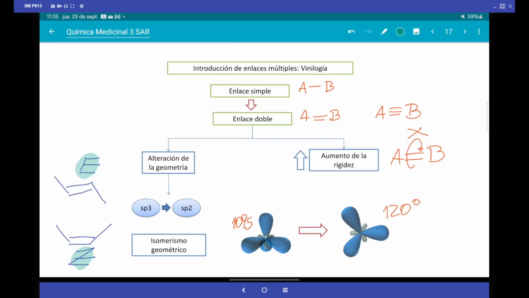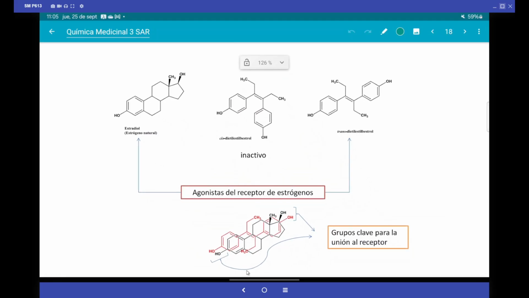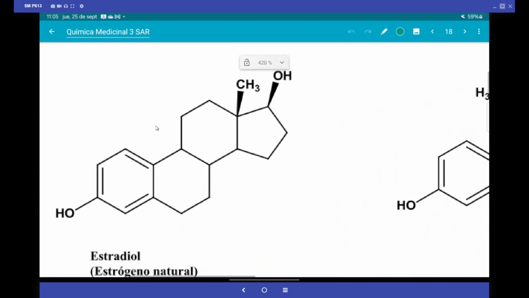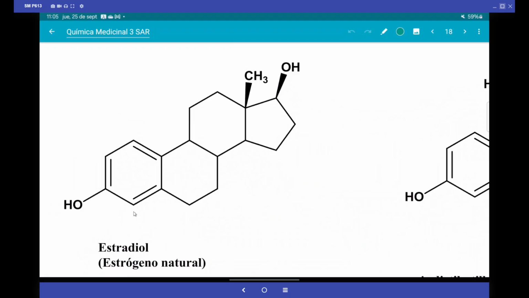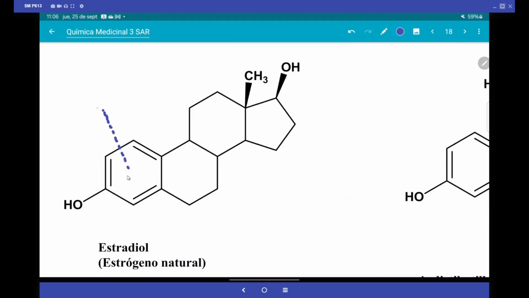Example: let's consider the design of estradiol hormonal analogs. What we have here on the left is the estradiol molecule. What is estradiol? There it says natural estrogen, but what is that? Biologically speaking, a hormone. The female sexual hormone par excellence, and we have the presence of an aromatic ring that can make perfect interactions with the estrogen receptor. And in fact it does.